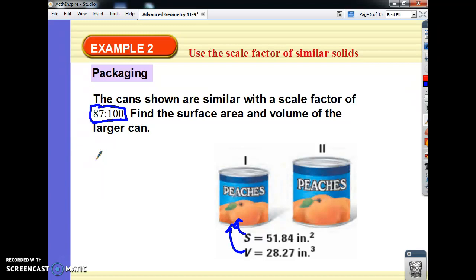You have to square your scale factor, right? Multiply by your scale factor twice. If you are looking for volume, you need to multiply by your scale factor cubed, or multiply by your scale factor 3 times. So given the surface area of the smaller can of 51.84, we need to multiply by our scale factor to get the surface area of the larger can. Our scale factor, would we multiply by 87 over 100 or 100 over 87 to get a larger number? Get a larger number, 100 over 87. And because the surface area is squared. So at this point, you're supposed to pick up your calculator.